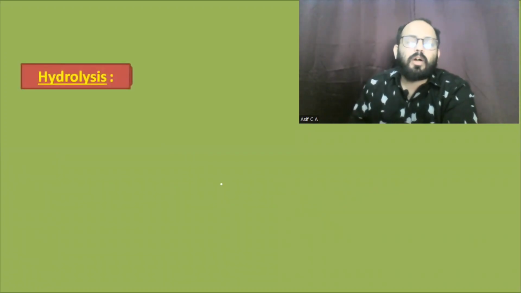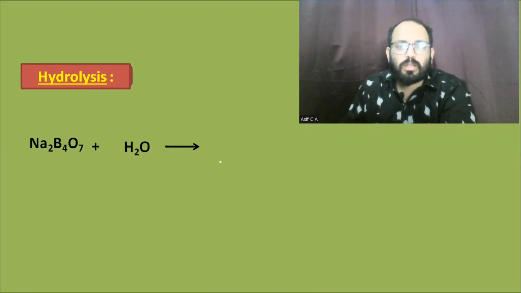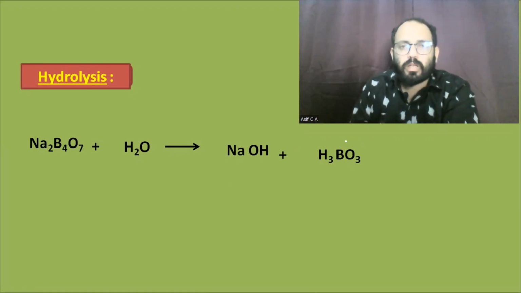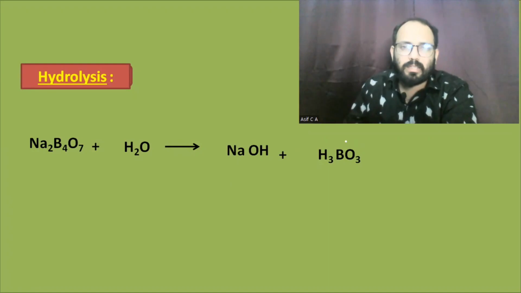Fine. Now borax hydrolyzes. When I dissolve borax in water, what is going to happen? I'll be getting NaOH and H3BO3. What is this H3BO3? We call it boric acid, or orthoboric acid. We'll be discussing that in the next lecture.